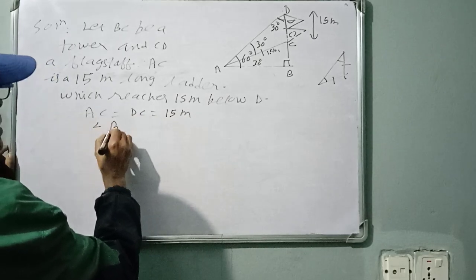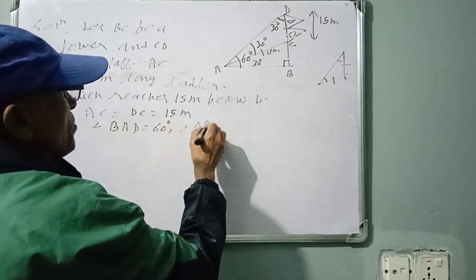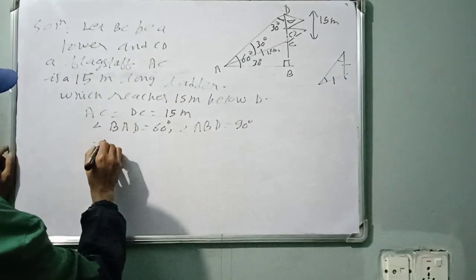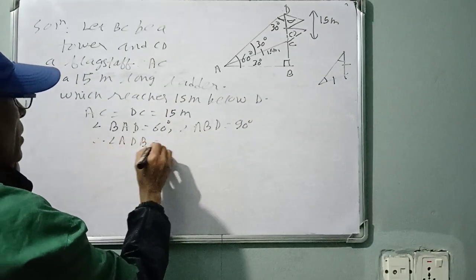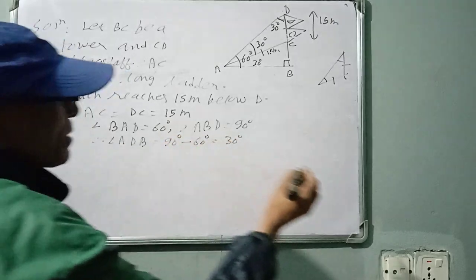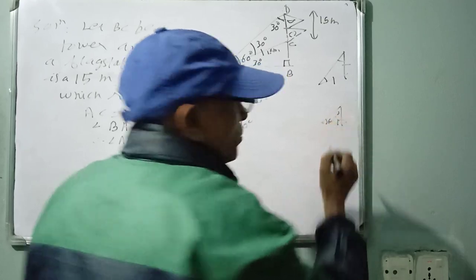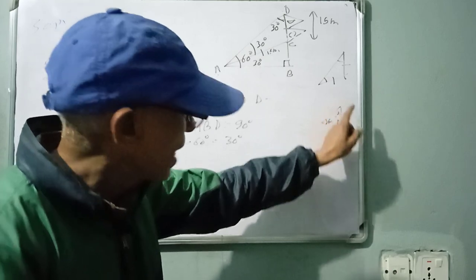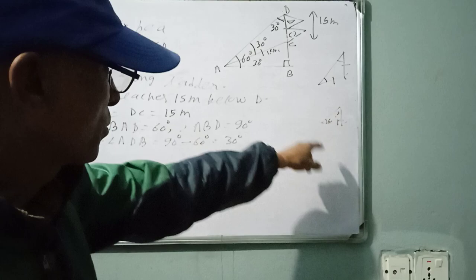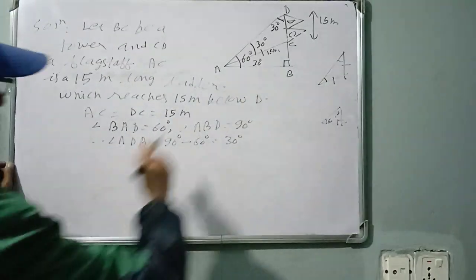Given that angle BAD equal 60 degree, angle ABD equal 90 degree. Can you write ADB equal? Therefore, angle ADB equal 90 minus 60 equal 30 degree. In a right angle triangle, if this is 90, this is 60, it can be 90 minus 60. The sum of the two acute angles is 90 degree.